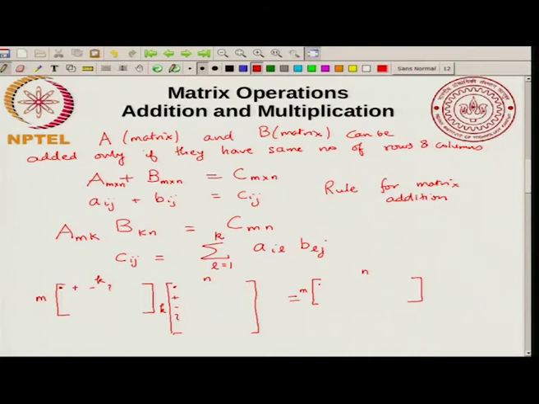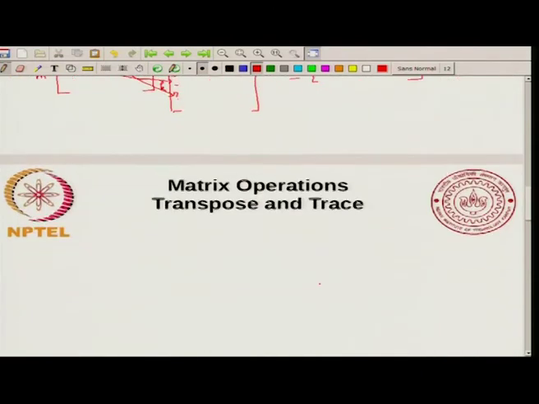Then I multiply these two, and then I go on and on till I reach the end. So you have to multiply them term by term. This element multiplies this element, multiplies this element, and so on all the way up to the end. And when you add all of them up, you will get this particular element.